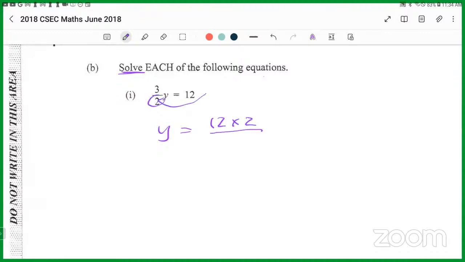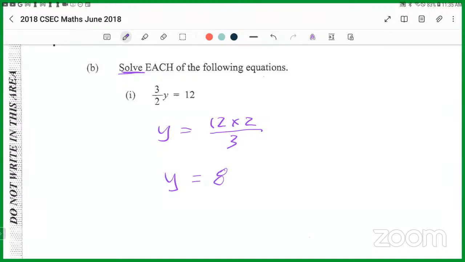12 times this 2, that's what I get. And then this 3, I divide it under here: 12 times 2 over 3. Well, 12 times 2 is 24, and 24 over 3 is 8. Or you could say 12 divided by 3 is 4, and 4 times 2 is 8. Anyway, y is equal to 8. That is it. All right?